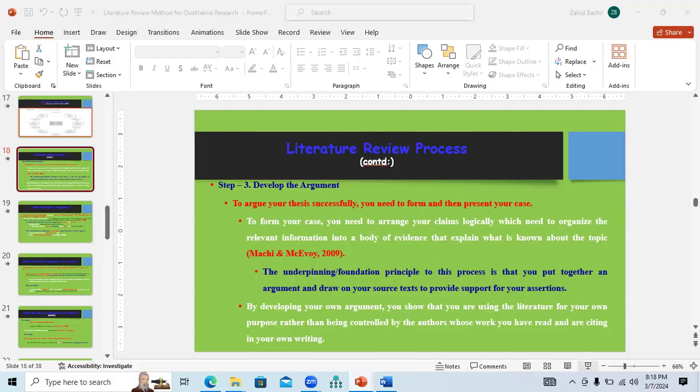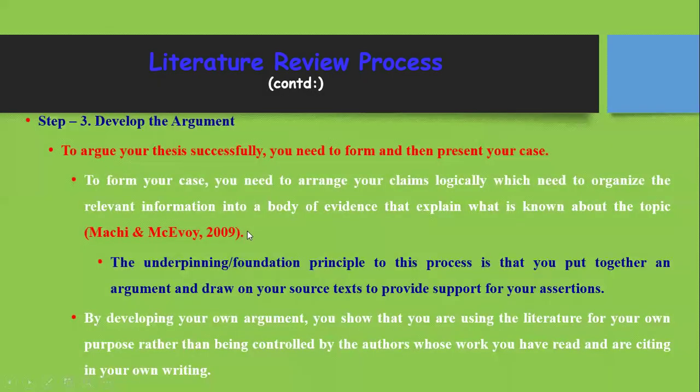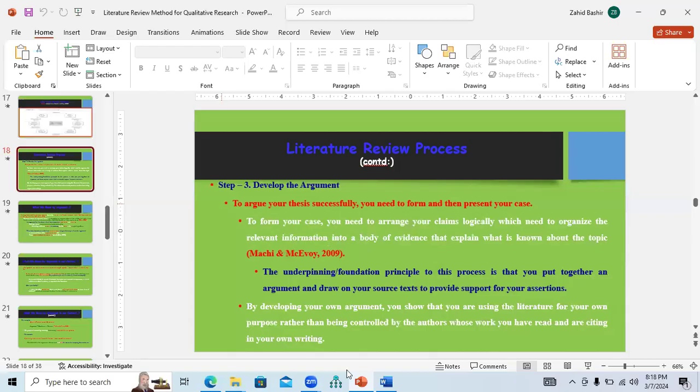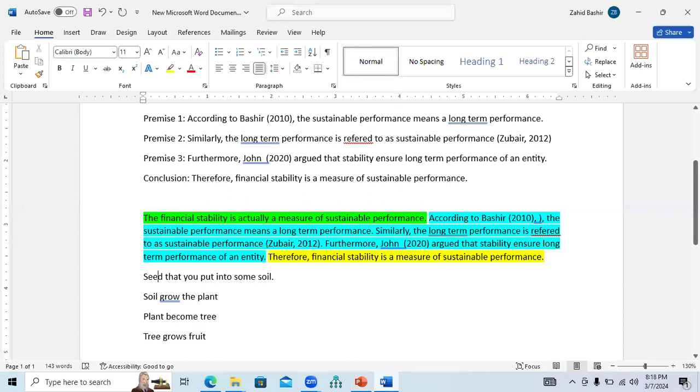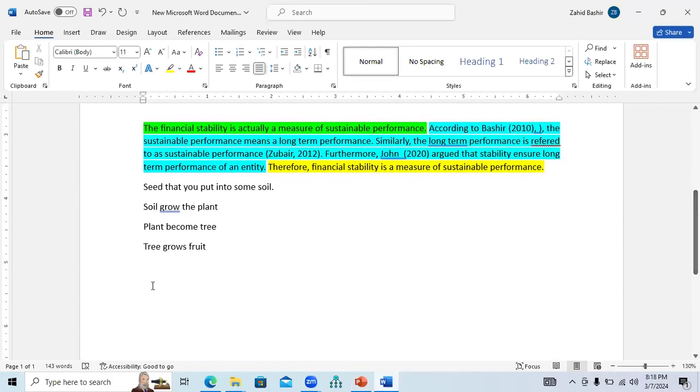So let's have another thing that we need to do here. I have discussed with you that you need to arrange your claims logically, which needs to organize the relevant information. Sometimes you provide some information, some fact and figure as a body of evidence in order to make your argument. For example, let's suppose I can present another claim here.